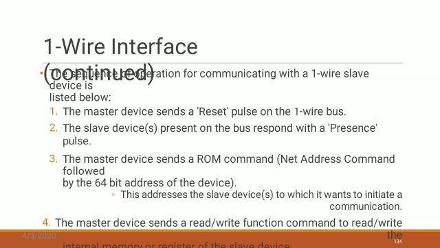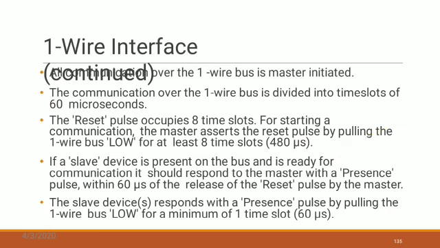The one-wire interface can be used to connect multiple slaves to a common master. That is possible. Right, the communication over the one-wire bus is divided into time slots of 60 microseconds. The reset pulse occupies 8 time slots. For starting a communication, the master asserts the reset pulse by pulling the one-wire bus low for at least 8 time slots. This is the minimum requirement, that is around 480 microseconds. If a slave device is present on the bus and is ready for communication, it should respond to the master with a presence pulse within 60 microseconds of release of the reset pulse by the master.